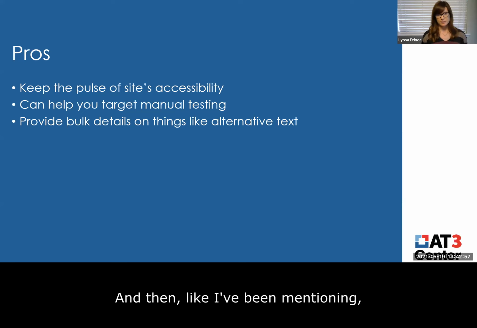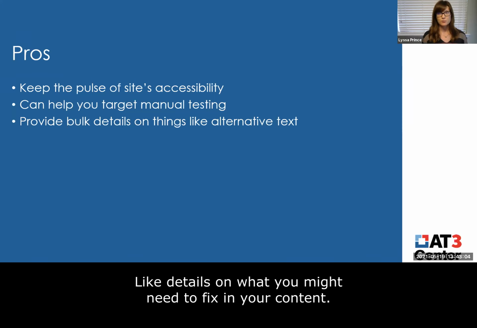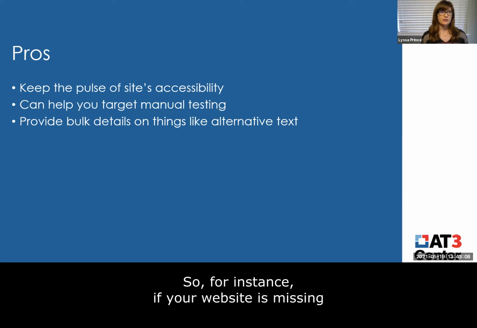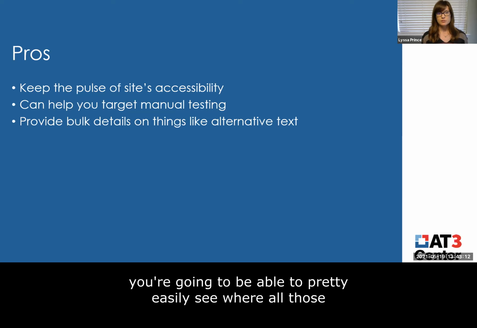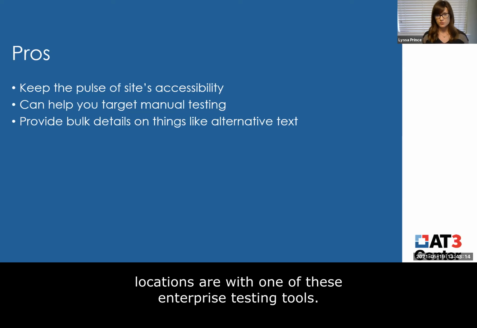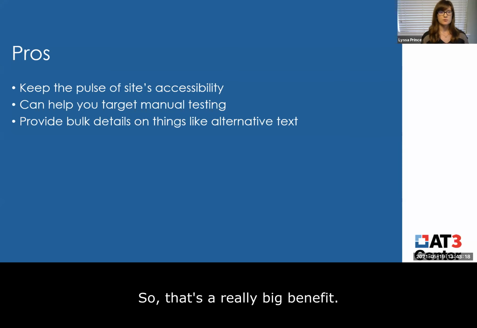And then, like I've been mentioning, it does provide you a lot of good things about your content, I would say, too, like bulk details on what you might need to fix in your content. So for instance, if your website is missing alternative text in a lot of places, you're going to be able to pretty easily see where all those locations are with one of these enterprise testing tools. So that's a really big benefit.